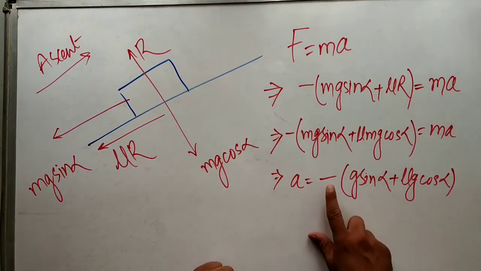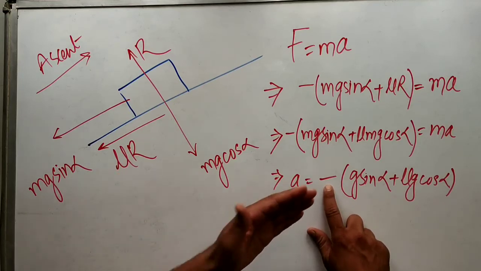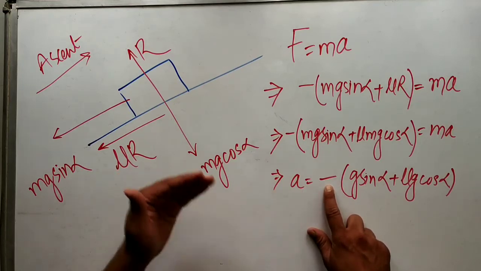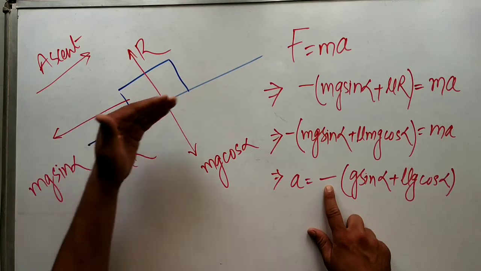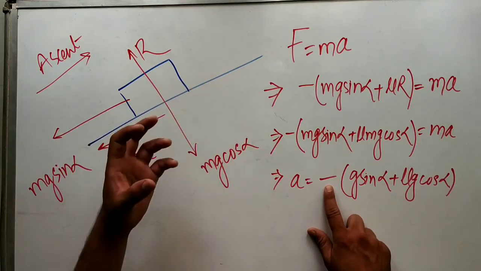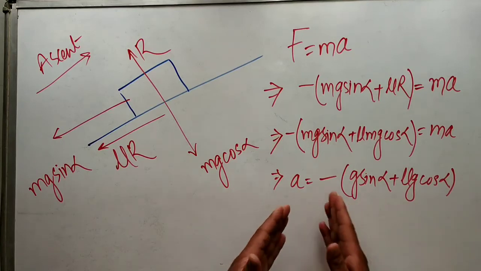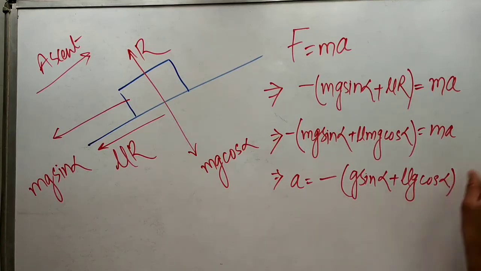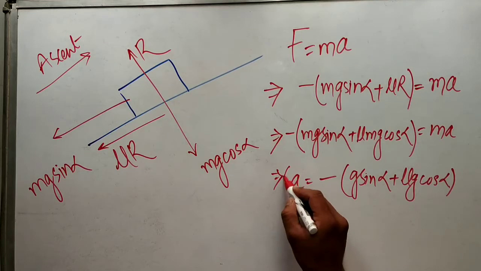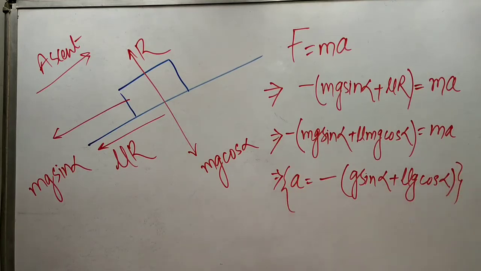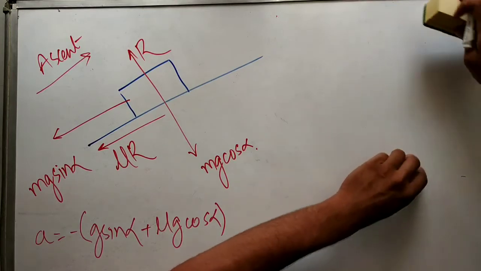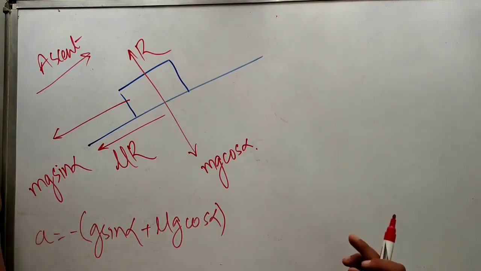You can also ask why the acceleration is negative here. Yes, the acceleration is negative because the body is moving up the plane and there is a retarding force acting on it. The retardation is what we are getting at with the negative sign. So we will keep this aside. Acceleration is equal to minus of g sin alpha plus mu g cos alpha. We will calculate the value of the initial velocity.